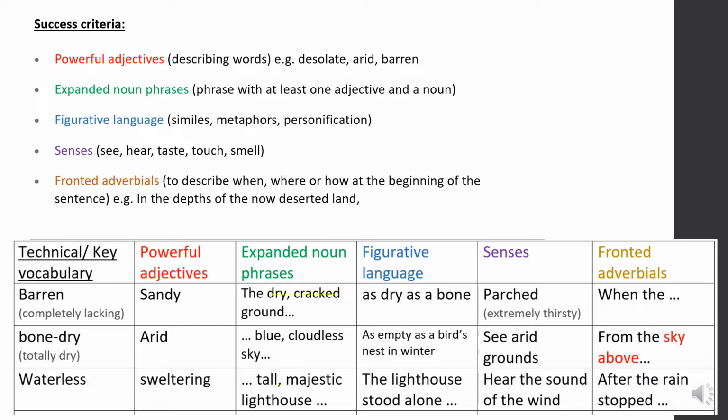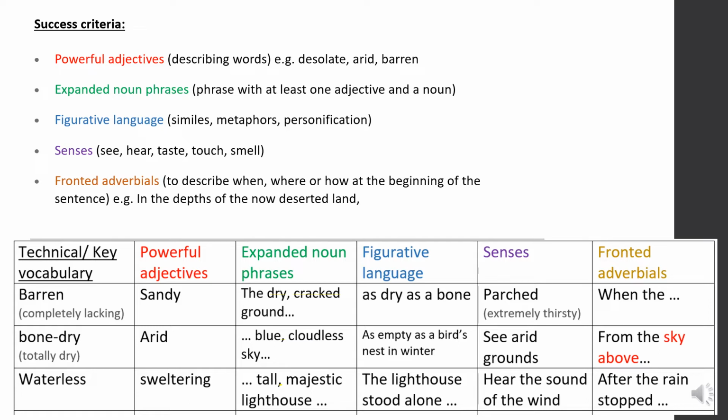The first is powerful adjectives, which we have done on the previous slide together. Next, we have expanded noun phrases. That is a phrase with at least one adjective and a noun. The example here is the dry, cracked ground. This has two adjectives, dry and cracked, and the noun is ground.